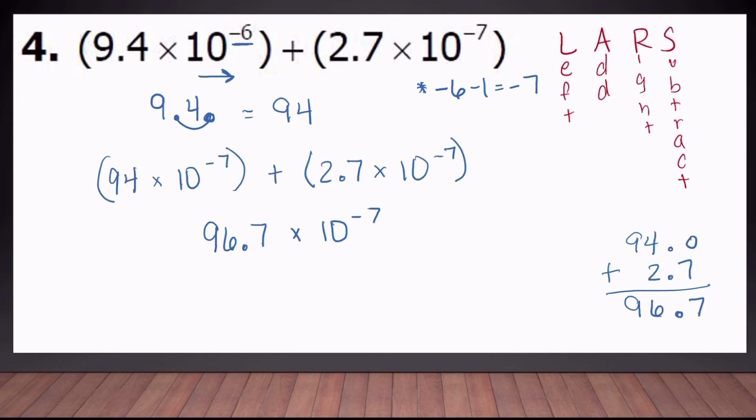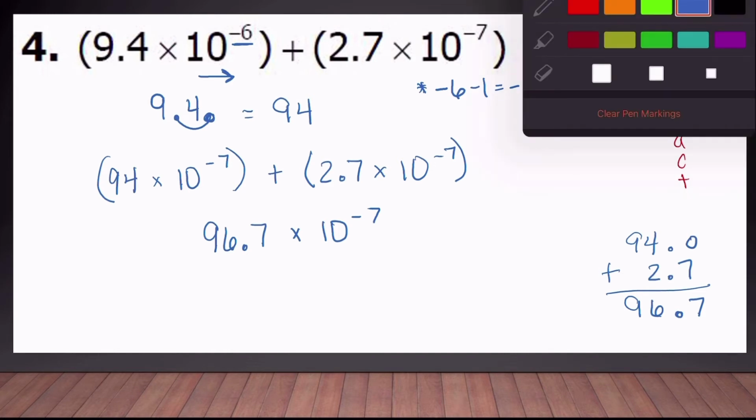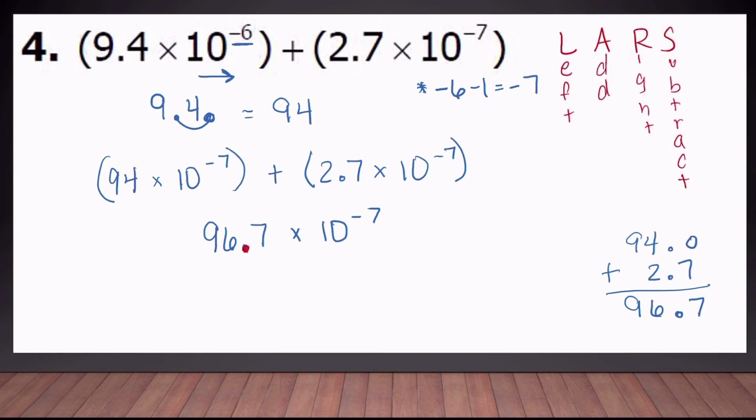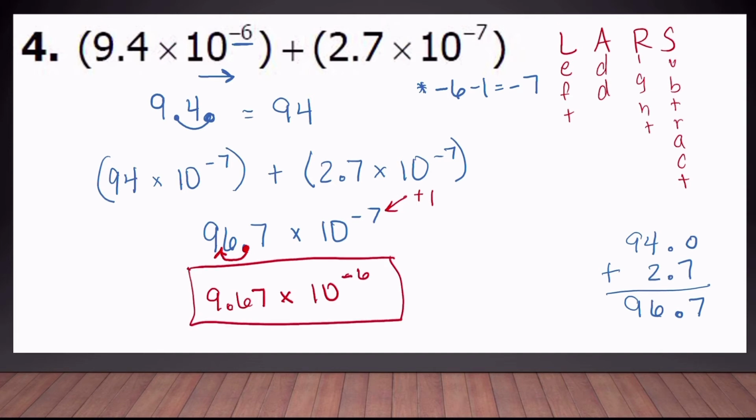You're not done. Every time you do these, you've got to stop and see if you are in scientific notation, and you are not. So I need to take this decimal and move it left once so that I get 9.67. Now I moved left. That means I'm going to add. I'm adding a 1 to this negative 7. So I end up with a negative 6. Now I am done with this one.